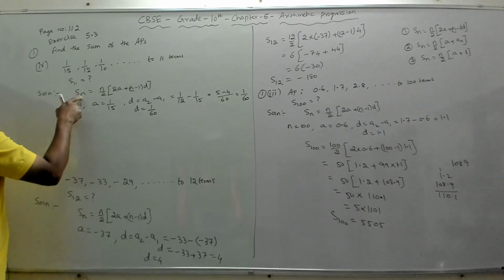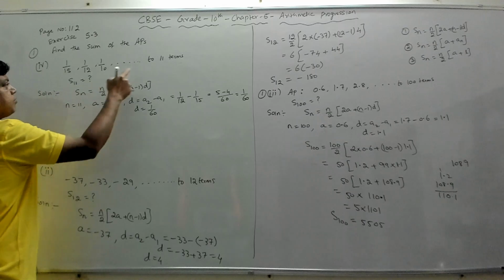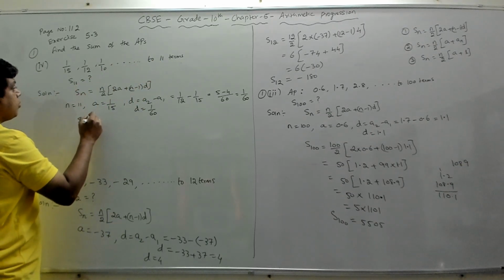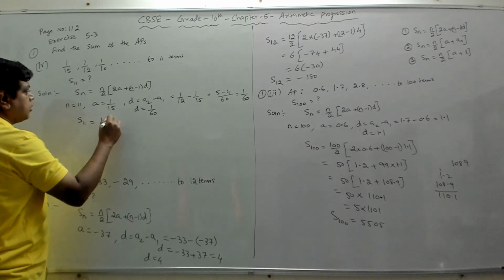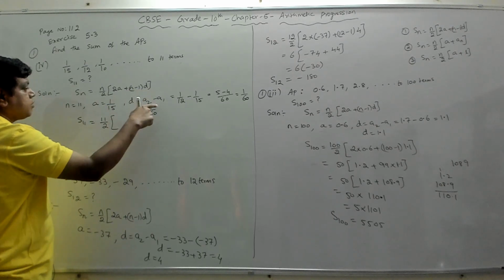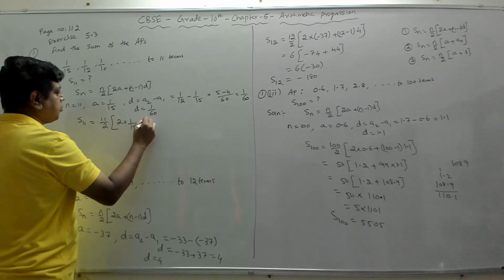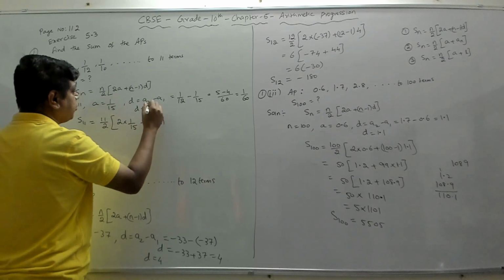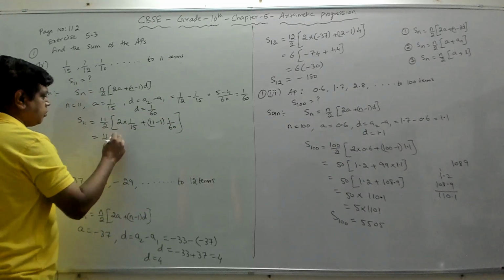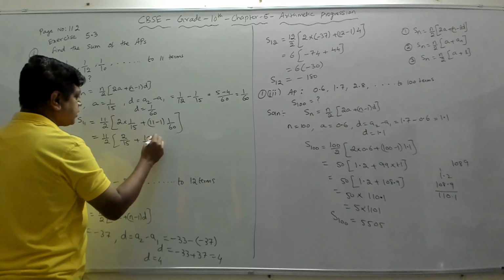Now let's substitute all the values in Sn. n is 11. We have to find S11, the sum of first 11 terms. So S11 will be equal to n by 2, so 11 by 2. Wherever n is there, I am putting 11, wherever a is there, we put 1 by 15, and d is 1 by 60. So 2 into a is 2 by 15 plus n minus 1, which is 10, into d is 1 by 60. So that gives you 11 by 2 into 2 by 15 plus 10 by 60.